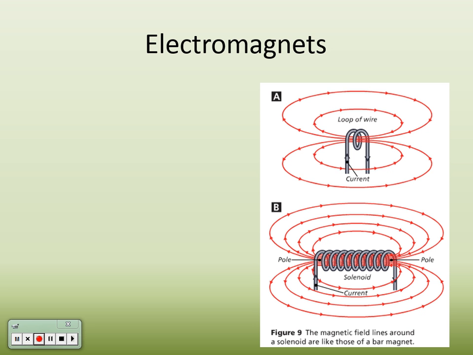And if I attach one side of the battery to one side of the spool, and the other side of the battery to the other side of the spool, current flows through that wire, and the light bulb lights up just like we did before. But now all of these wires are producing a magnetic field.